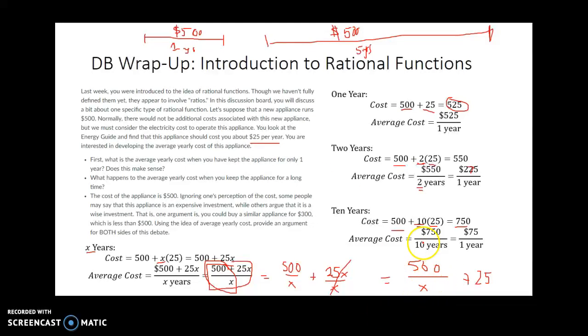So in the long run, I would expect that my average, especially over many years, let's say 500 years, would mean the $500 is split up into 500 years, so that would cost me only $1 per year, plus the $25 that I pay each year.